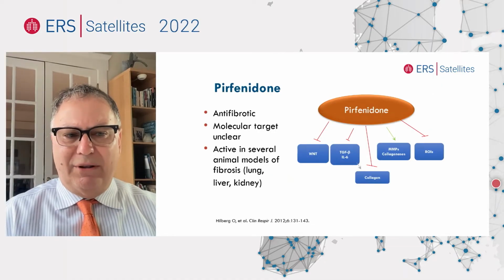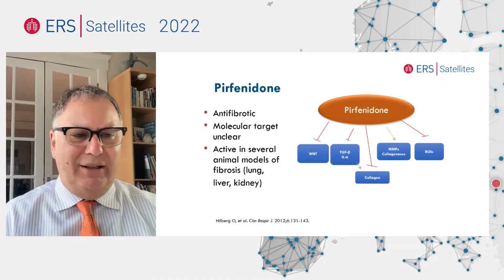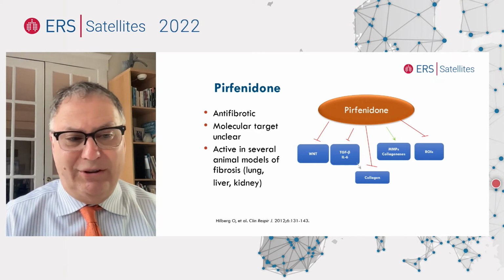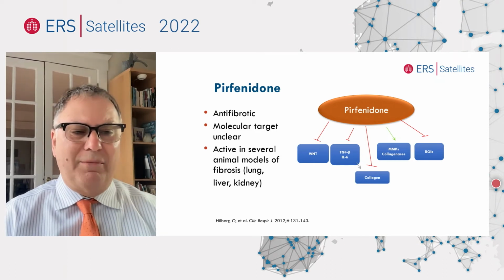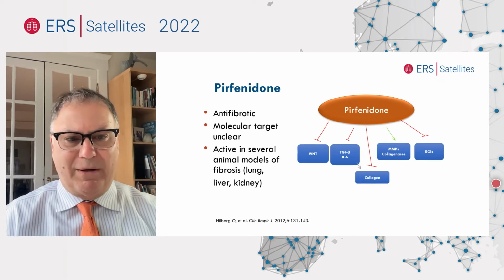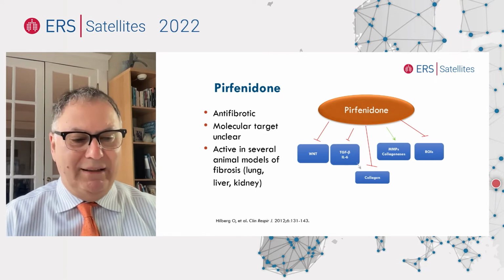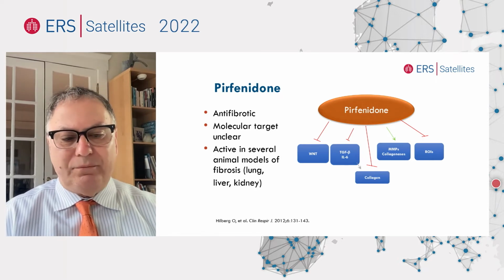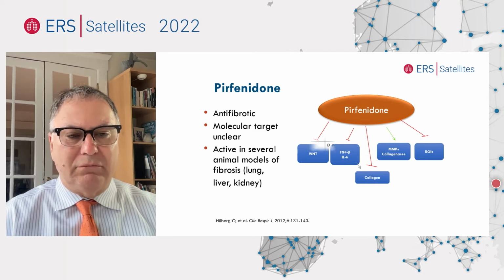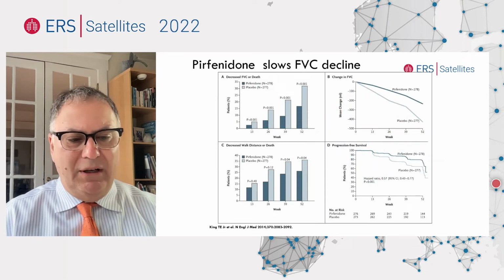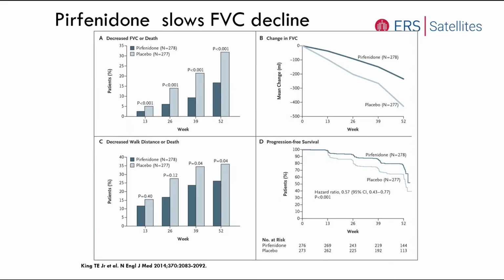The other drug that came out the same year is pirfenidone, an antifibrotic. Molecular target is not clearly known. Active in multiple animal models of fibrosis. As somebody who did the experiments, it's actually not that powerful, but it is an inhibitor of Wnt pathway and TGF-beta and other things. And impressively, it worked. The same exact effect, or almost exact effect, on pulmonary function in patients with IPF, the reduction in the decline. So pirfenidone also slows down FVC decline.